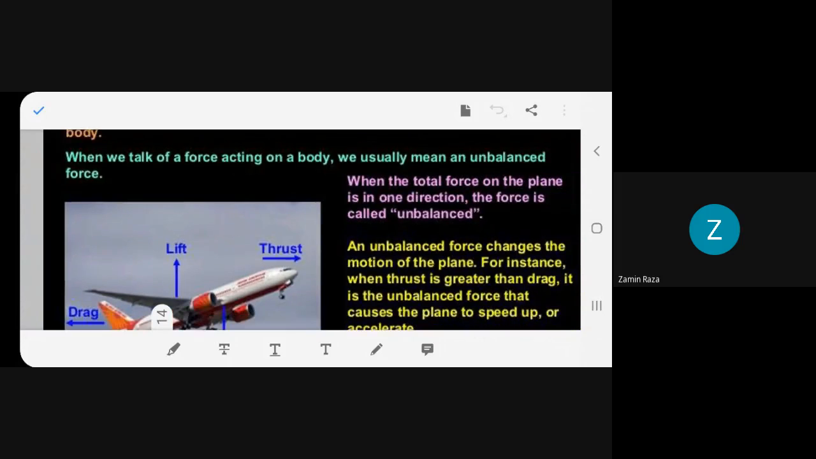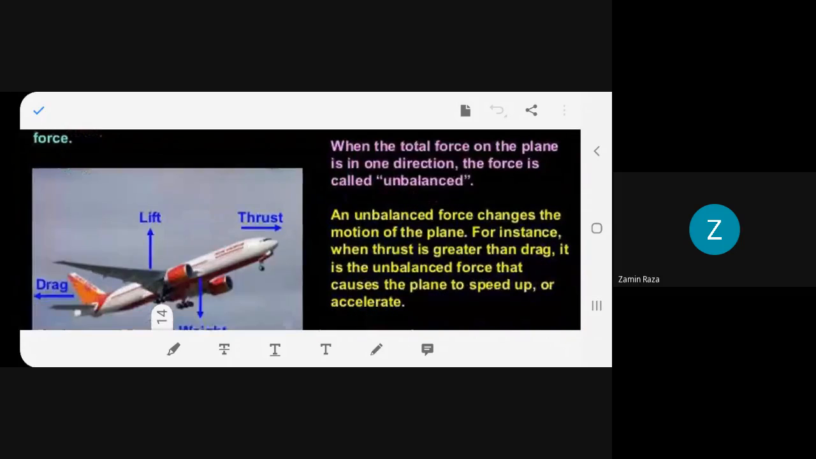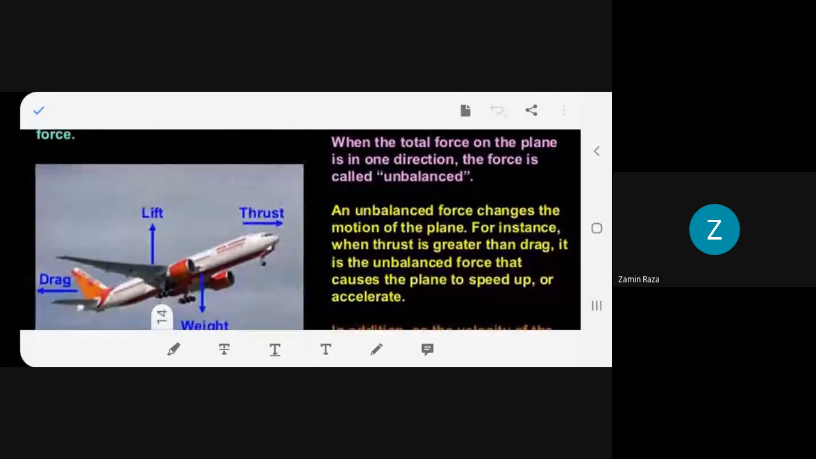Read. And the total force on the plane is in one direction. The force is called unbalanced. Unbalanced force changes the motion of the plane. For instance, when thrust is greater than drag, it is the unbalanced force that causes the plane to speed up or accelerate.